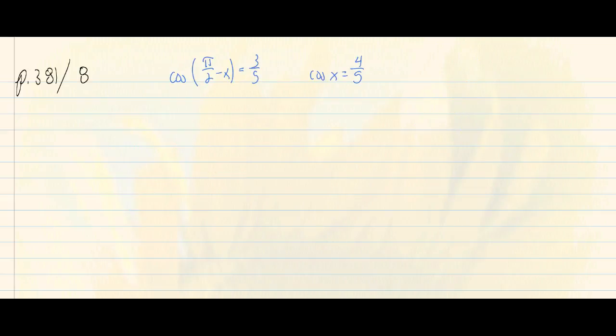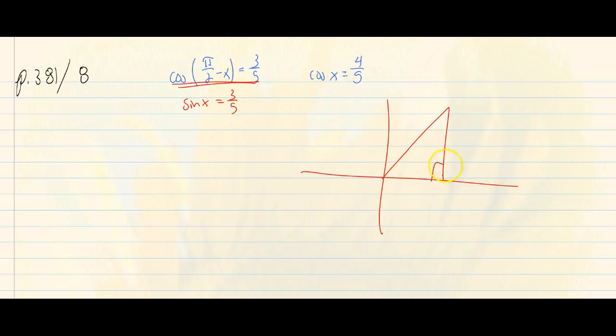There it is. This is problem number 8 on that same page. Here's what we're given. And the first one is a cofunction identity. The cosine of pi over 2 minus x is equal to 3/5. What that means to us is then that the sine of x is equal to 3/5. We want the quadrant where both cosine and sine are positive. That's got to be in quadrant 1.